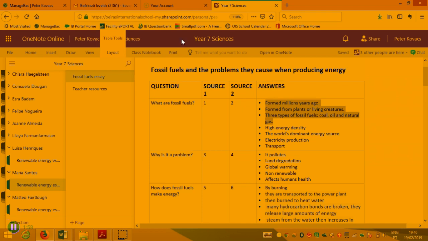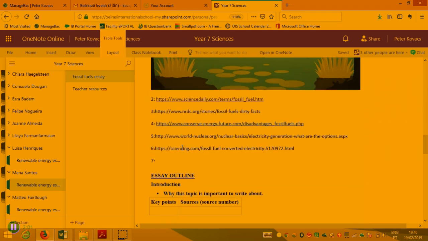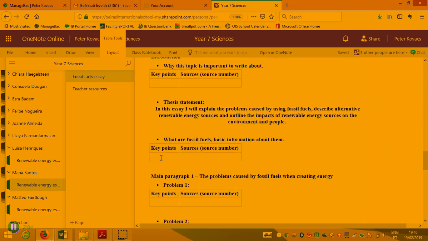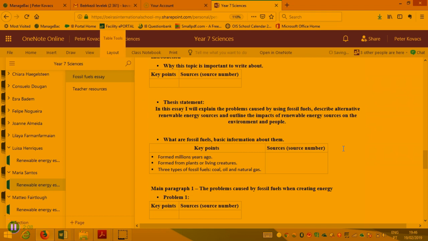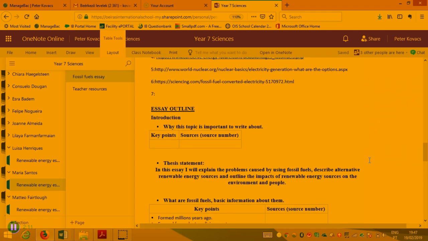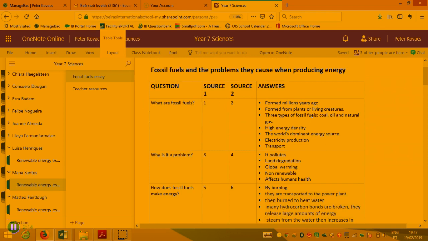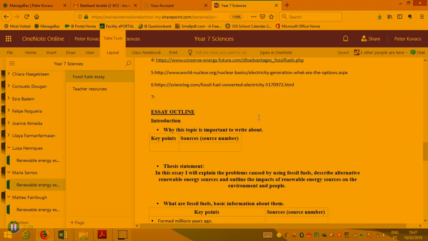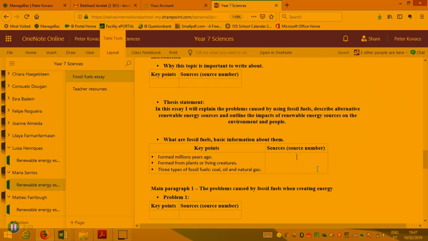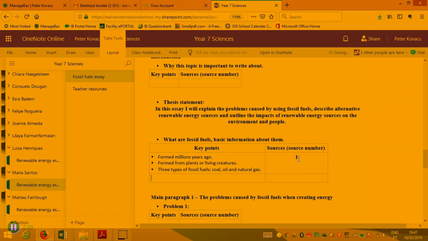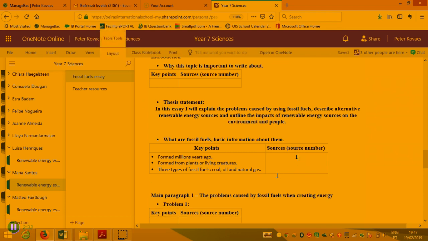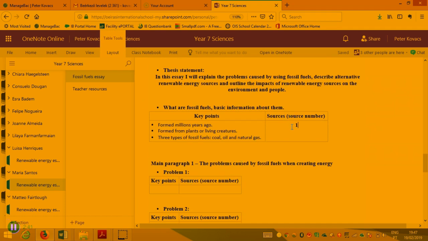I would press Control copy. I would go down to my key points, into what are fossil fuels, and I will paste this information in here. And then I would see, well, which source number did I get this information from? This probably came from source 1 because it's high up here. I think that's the most likely. So I would put source number 1 next to this information. Source number 1. Okay. And then I will do the same thing for all the other tables with key points and sources.